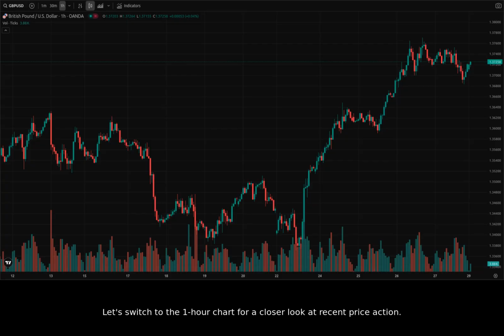Let's switch to the 1-hour chart for a closer look at recent price action. Here, we can see that price consolidated around 1.37 but has fallen the last few hours. Zooming out and considering the daily chart, this could signal a short-term bearish trend.